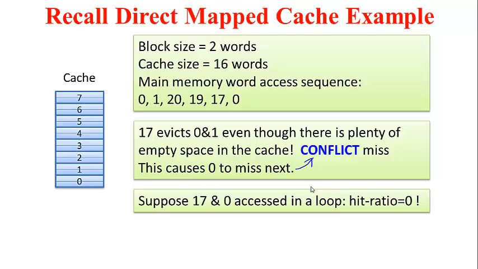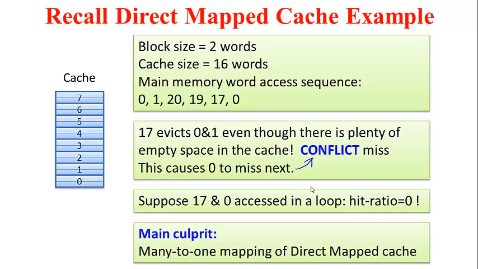This can happen in real programs. We have a problem with the cache design then. What do you think is the main culprit here, which is causing this performance problem? We can narrow down the main culprit to the many-to-one mapping of the direct map scheme. So even though there is plenty of empty room in the cache, the direct map scheme is forcing word addresses 17 and 0 to map to the same cache block, which is resulting in them evicting each other when accessed in a loop.